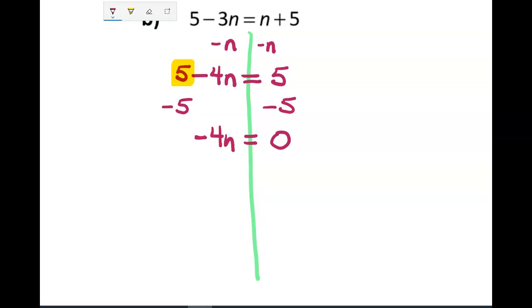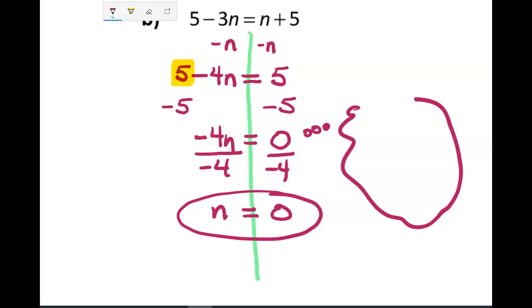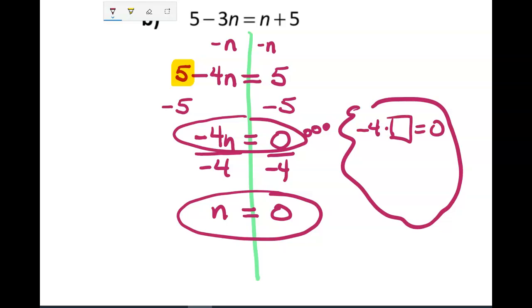Now the next thing that we're going to do is divide through by negative 4. And 0 divided by negative 4 is 0. 0 divided by any number is 0. So we get n equal to 0. Also, we can think of this last step as saying negative 4 times what, that's our n, equals 0. And the number that needs to go in that blank is 0. That's what we're finding when we find the value of n.